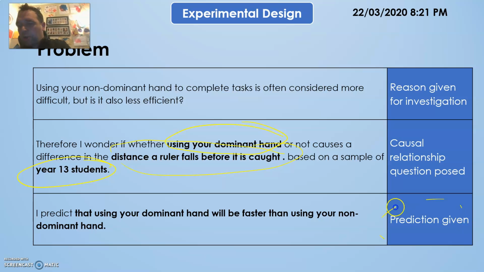Okay. Third thing to set up the problem is to look at our prediction, and common sense would say that using your dominant hand will be faster than using your non-dominant hand. Obviously, to go from merit to excellence, you need to research that and find some sort of external information to justify that prediction.